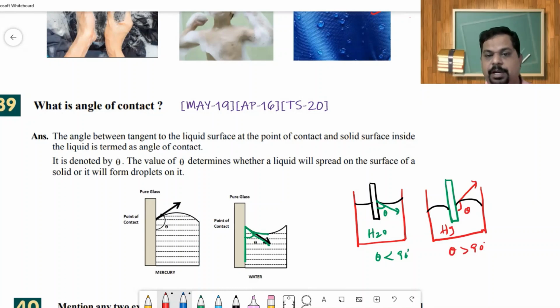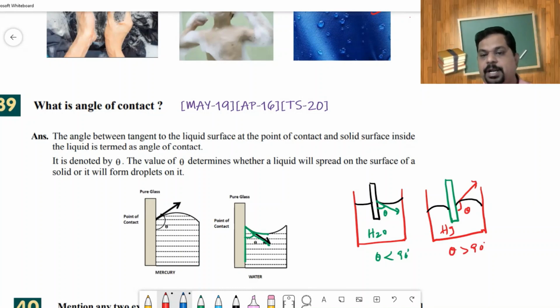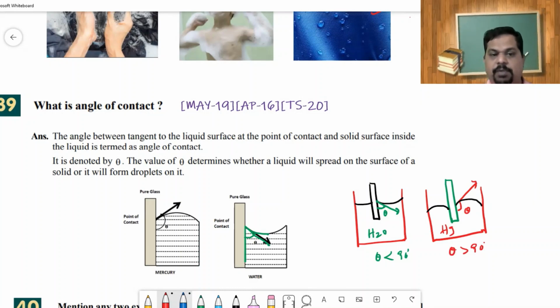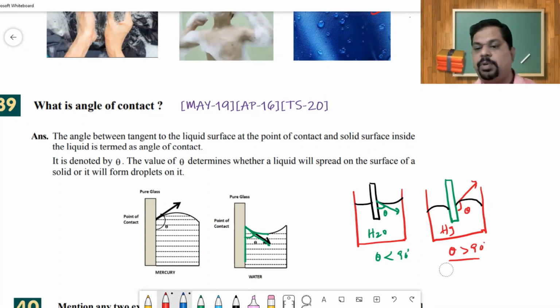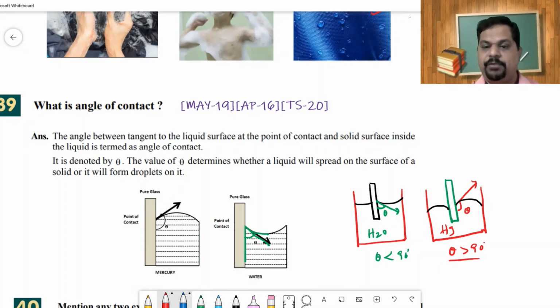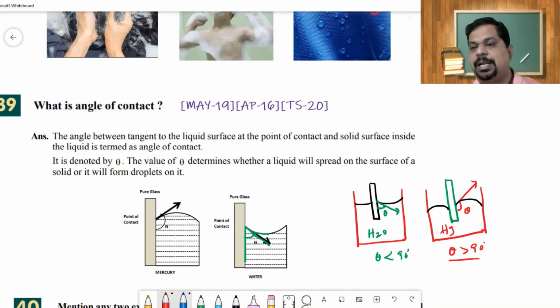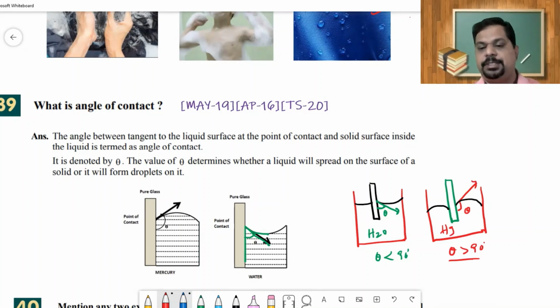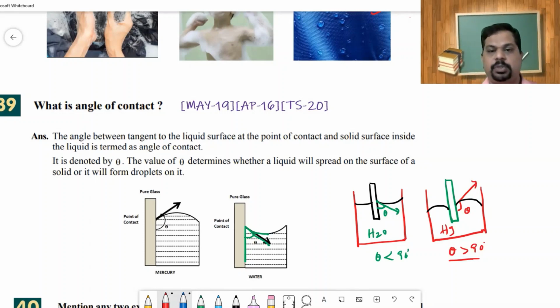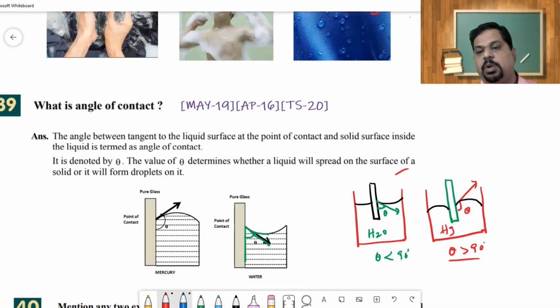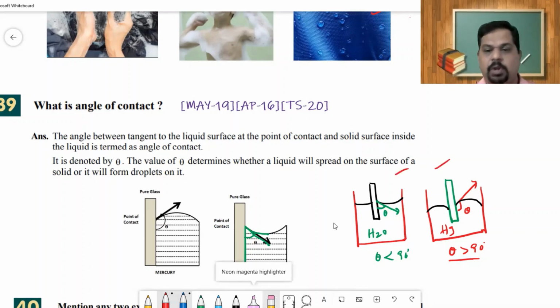So the value of theta determines whether the liquid will spread on the surface of a solid or form droplets. Since theta is more than 90, mercury has less spreading capacity. So that's why mercury will not spread on the clothes. But water can easily enter into fiber because the angle of contact is less. Detergents and soaps decrease the angle of contact, so water can easily enter into the fiber. If you can draw these diagrams, that will help you a lot.